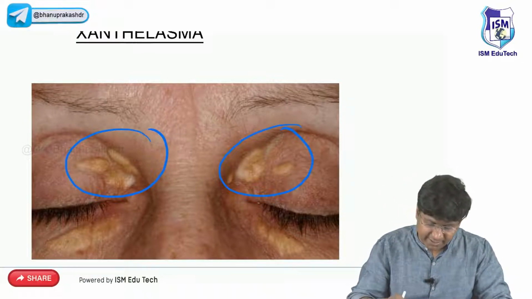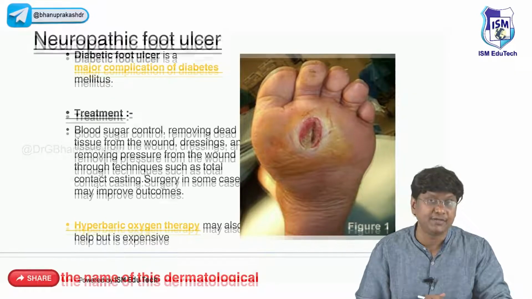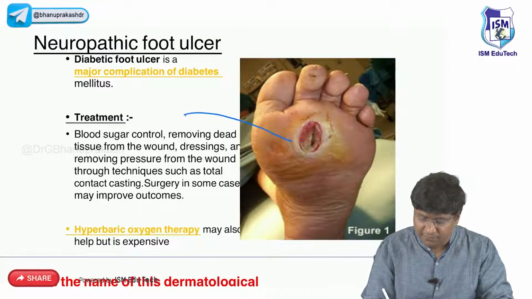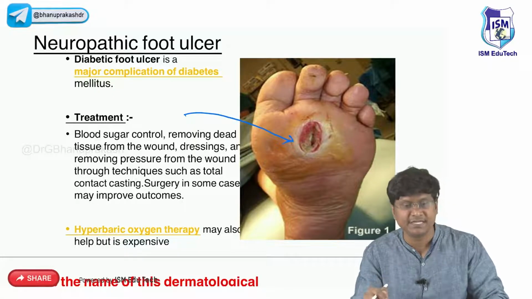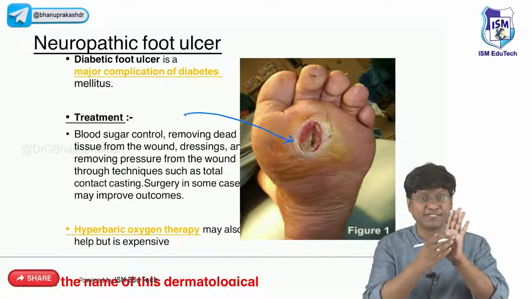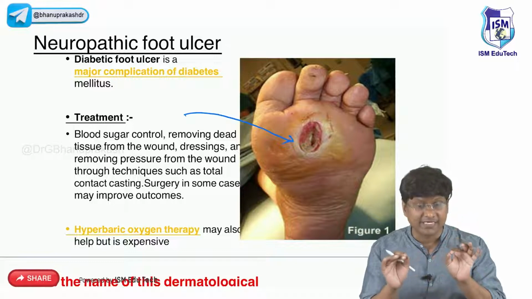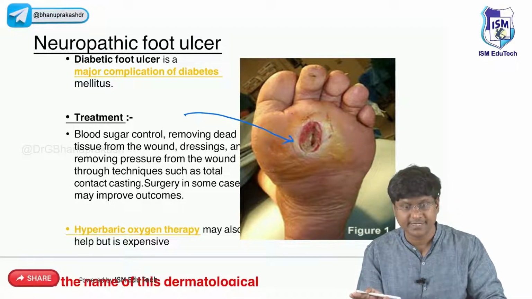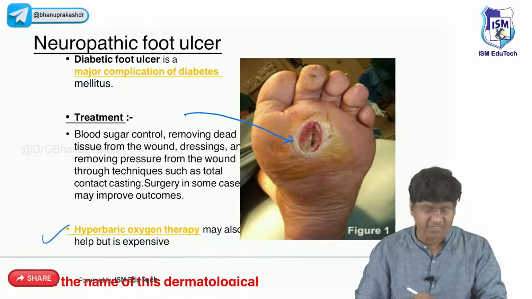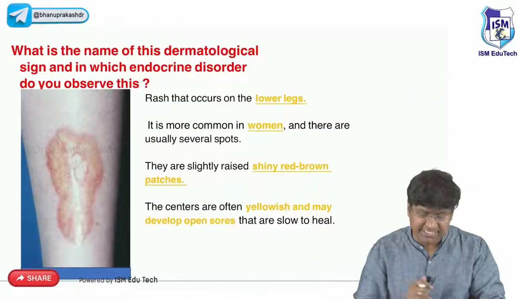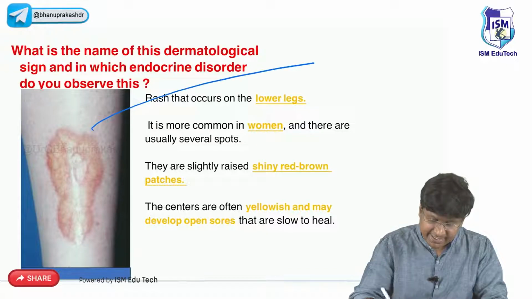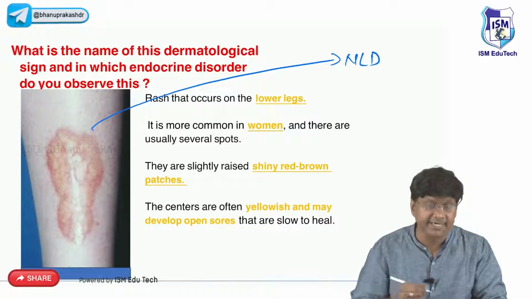Another important image-based question in diabetes is the development of an ulcer. It's a neuropathic foot ulcer. Why? It is not an ischemic ulcer because it is present over the sole of the foot. And how are the edges? The edges are very clean. And what is the treatment? Hyperbaric oxygen therapy, right?